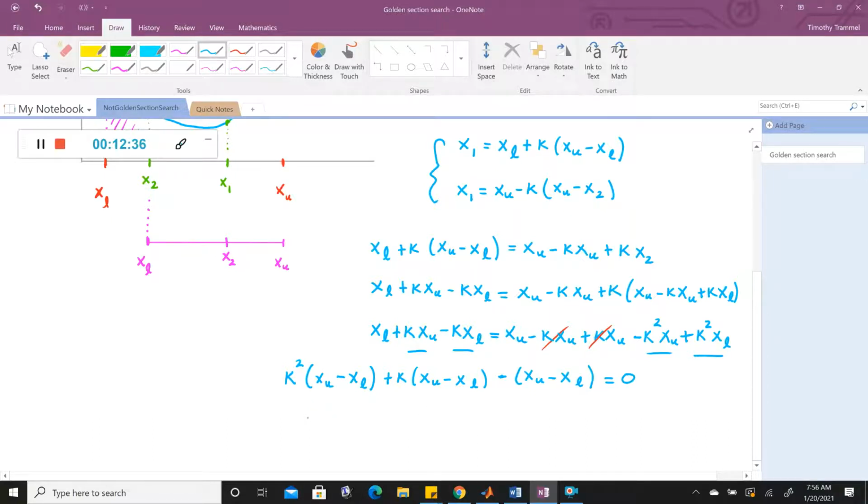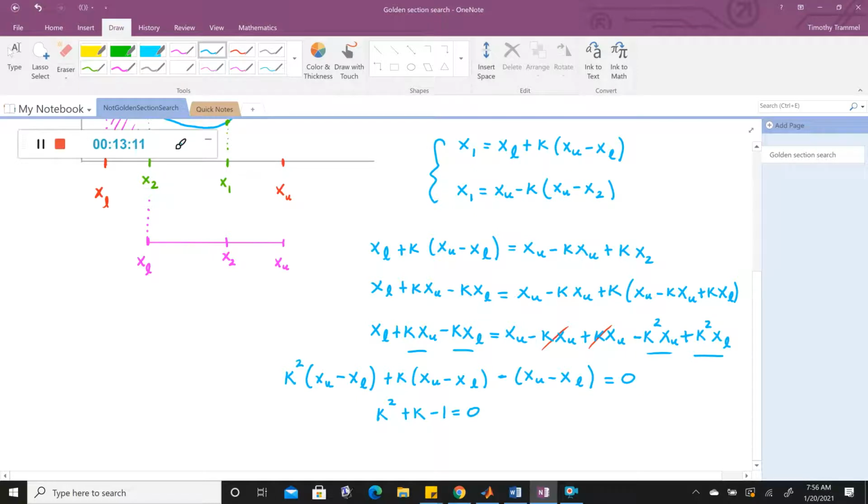Okay. And now x upper minus x lower should always be a positive number. It should never be 0. It should never be negative. But more importantly, it should never be 0. So that means we can divide both sides of this equation by x upper minus x lower, resulting in a very simple equation. K squared plus k minus 1 equals 0.